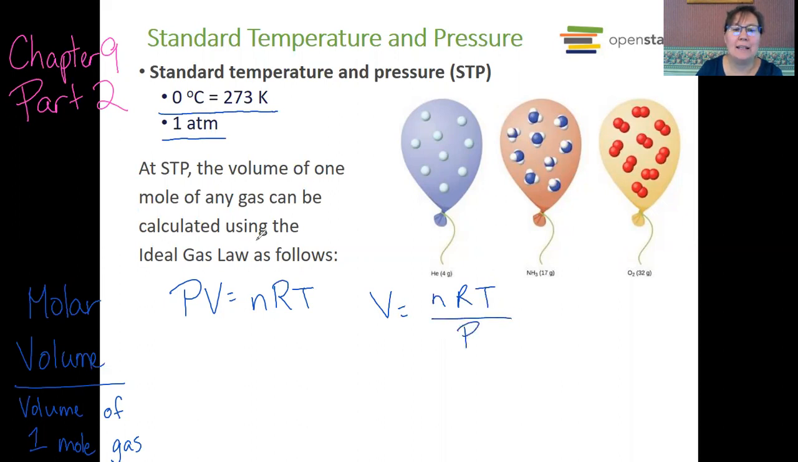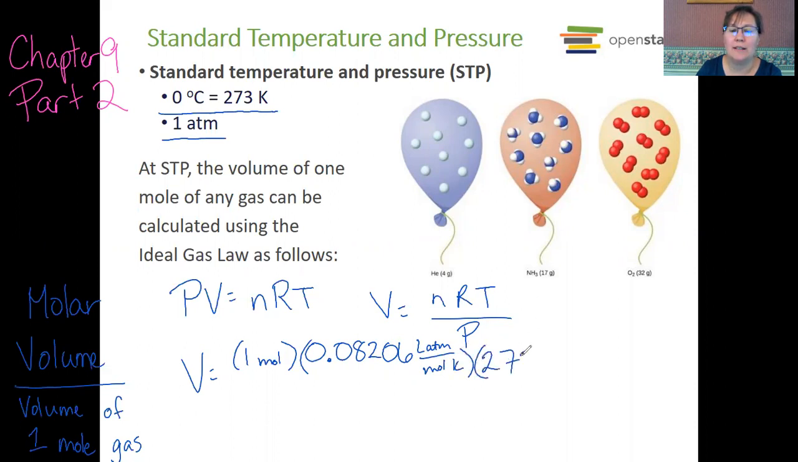And we're at STP, and it's per 1 mole of gas. So we say, all right, well, then the volume, we have 1 mole times R, 0.08206 liter atmosphere per mole Kelvin. And our temperature, 273 kelvins. And last but not least, we have 1 atmosphere. Okay, so this is going to give us a volume. So we type this in.